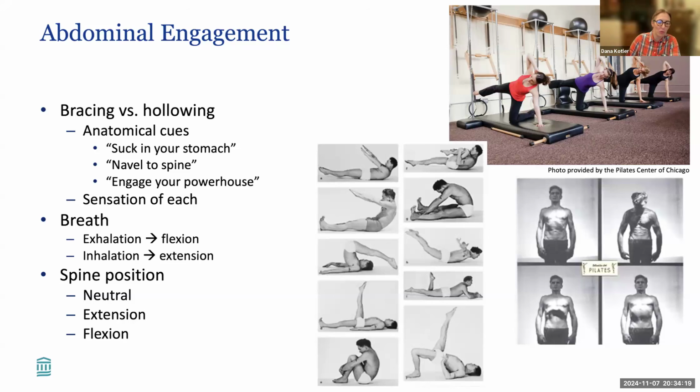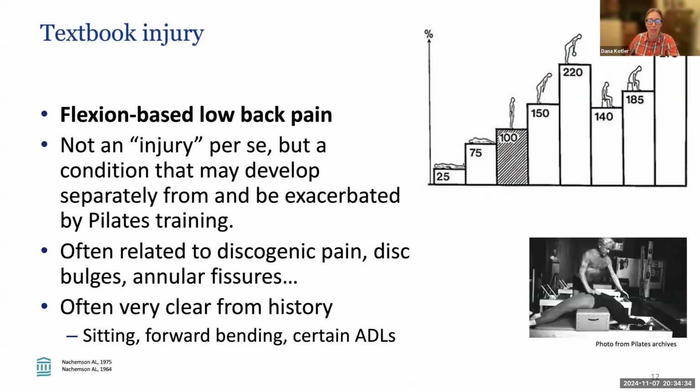And I think some of the injury issues associated with these types of exercises arise when you get deep into spine flexion. So if every time you're engaging your abdominals, you're also rounding your spine, that's not the most efficient way to do this. The textbook injury that I'm going to talk about is what I like to think of as flexion-based low back pain, which is a spectrum of injuries. Really, it's not an injury per se, but more of a condition that can develop separately from, but be exacerbated by, this type of exercise.